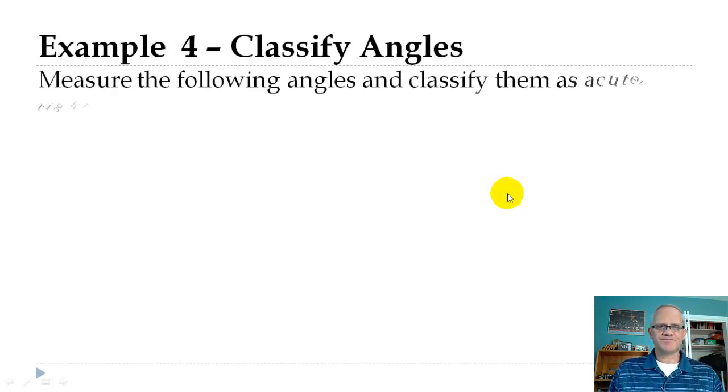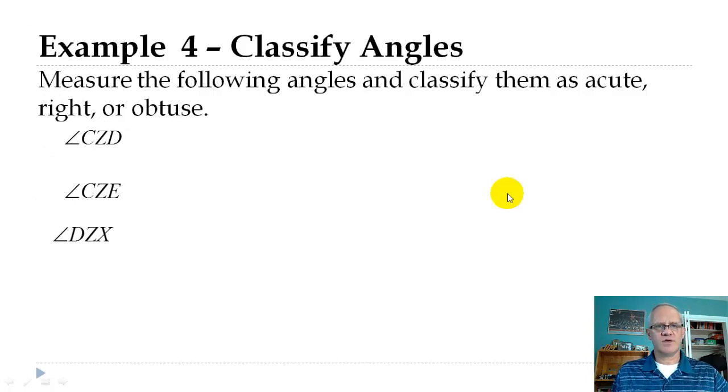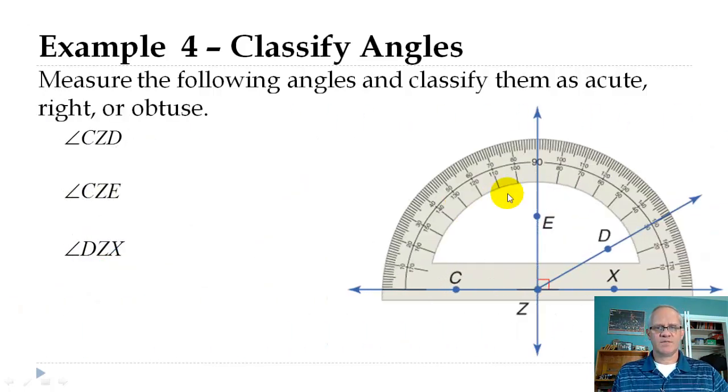All right, so what we're going to do here in example 4 is we're going to measure the following angles, classify them as acute, right, or obtuse. And we've got a handy-dandy protractor here. And how you use a protractor, you may or may not have used this before, but it's set up for us to use. And so we set up our angle where one side is on the 0 line. So let's start out with CZD. Remember, CZD, C goes from C to Z to D. So that's this angle right here, okay? Do we all see that?